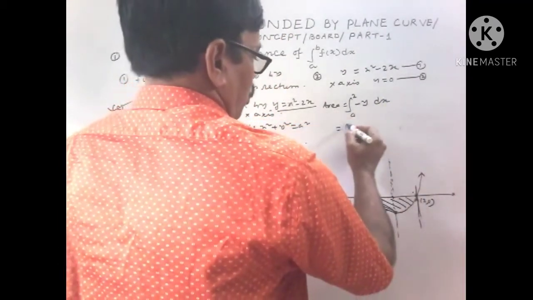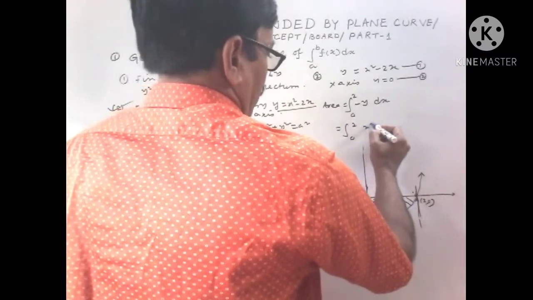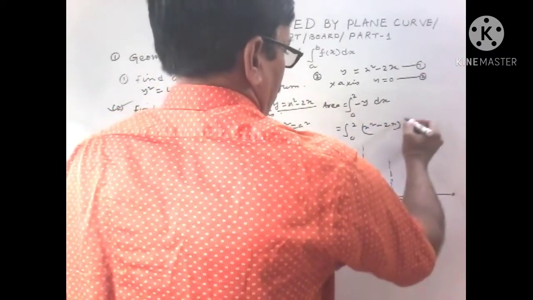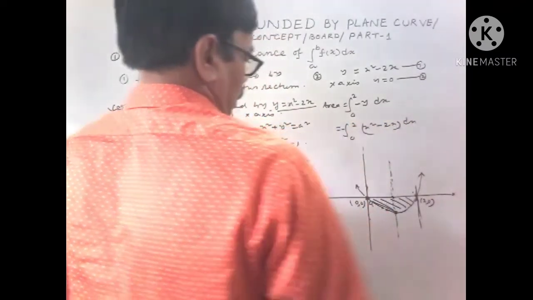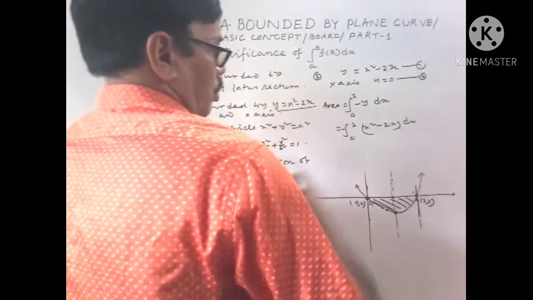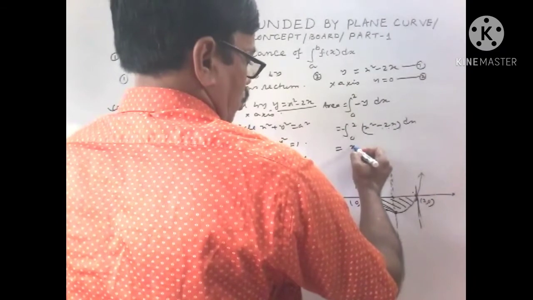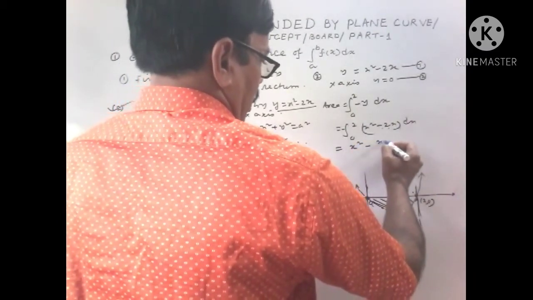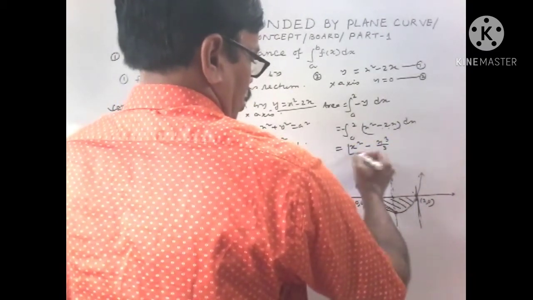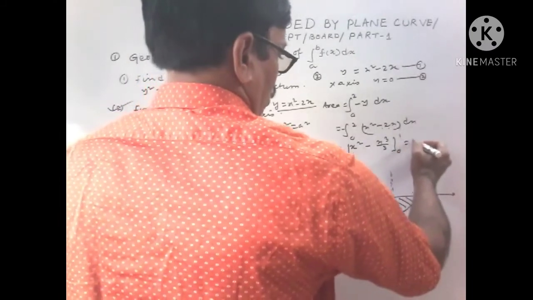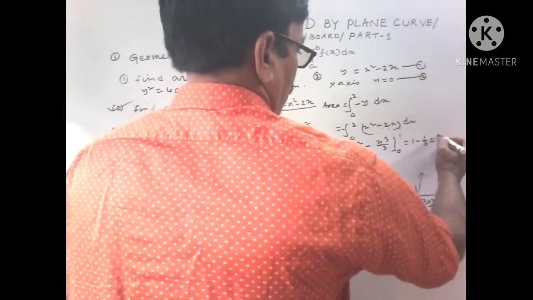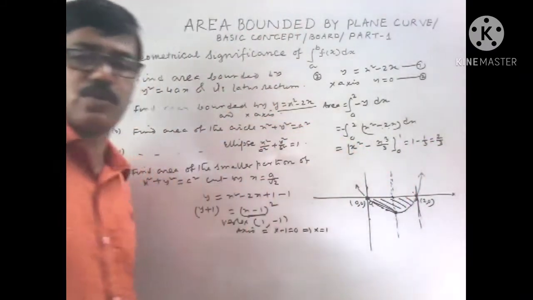So 0 to 2, what is y? x square minus 2x dx will be with a negative sign. Now integration gives x square minus x cube by 3, 0 to 1. So 1 minus 1 by 3, so 2 by 3 square unit.